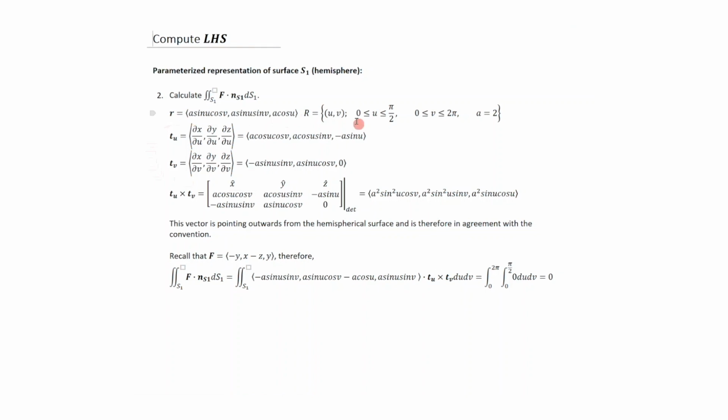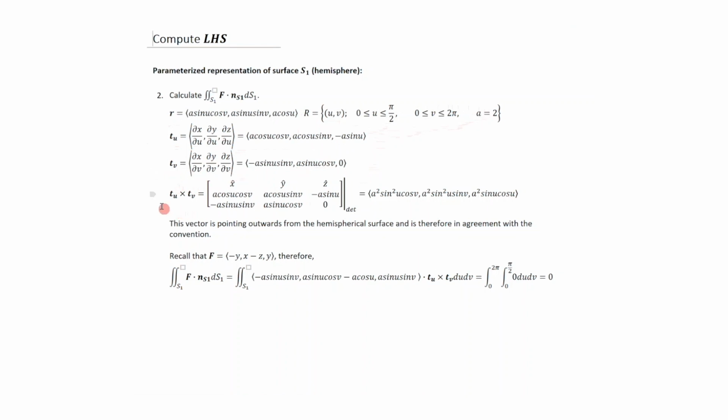Now, because it's a hemisphere, u is only going to extend to pi over 2 rather than to pi, whereas v will go the full circle. That's from 0 all the way to 2 pi. So this is a description of the hemispherical surface. The next step would be to compute the t partial u and t partial v. If you do this calculation, you end up with this vector. If you do the partial with respect to v, you end up with this vector.